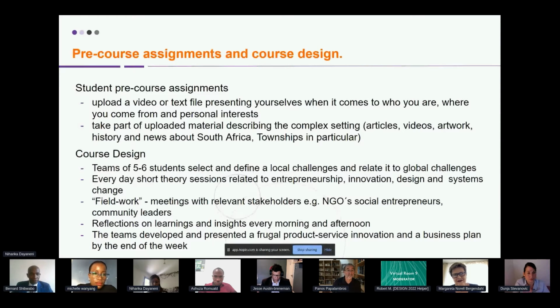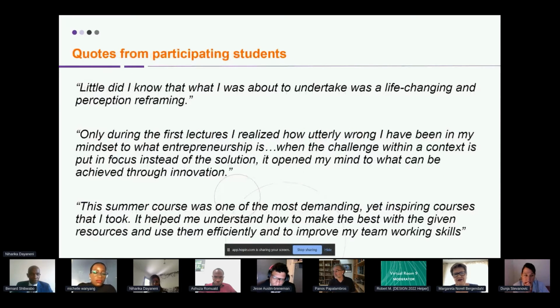And the students, if you, Nerika, take the next picture, please, they really enjoyed this course for only 1 week. And those are some of the quotes from the students. Little did I know what I was about to undertake, and it was a life-changing and perceptual reframing. And one student said, only during the first lectures, I realized how utterly wrong I had been in my mindset about what entrepreneurship is. When the challenge within the context is put in focus instead of the solution, it opened my mind to what can be achieved through innovation.